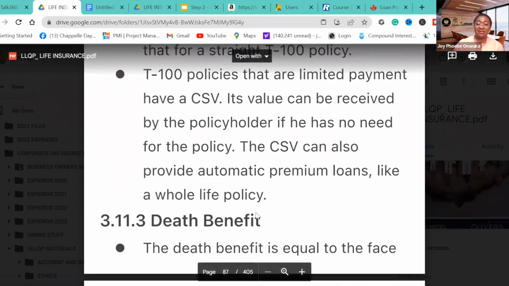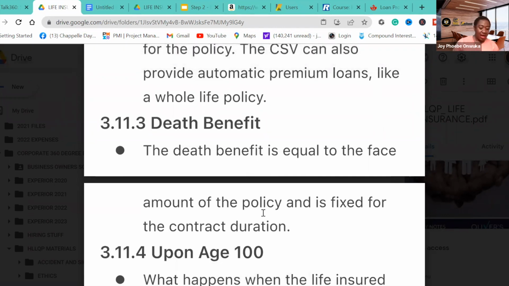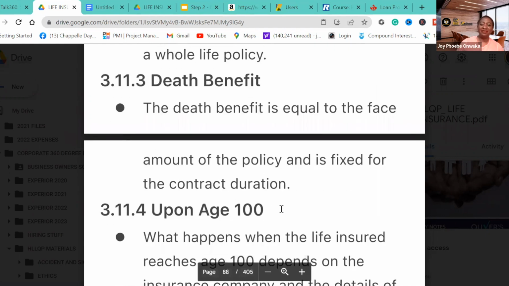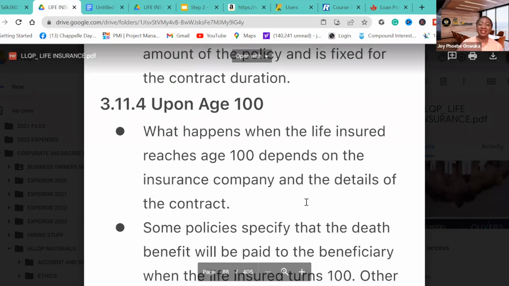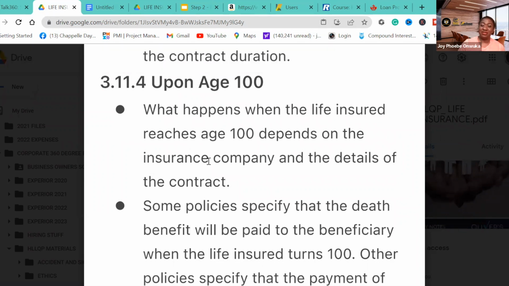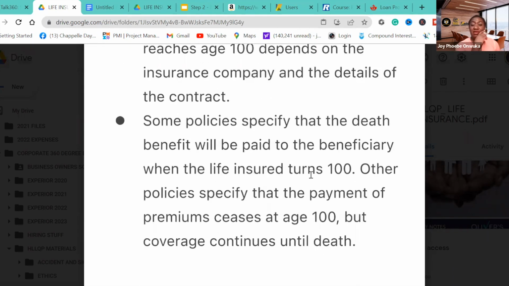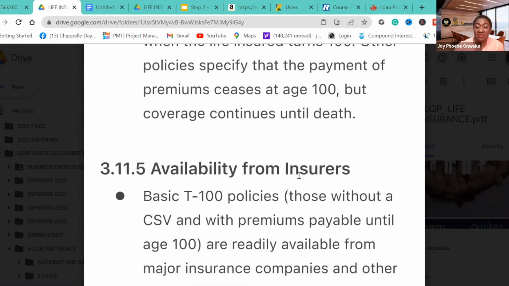Okay, death benefits. Death benefits of T100. The death benefit is equal to the face amount of the policy and is fixed for the contract duration. Okay? Upon age 100, what happens when the life insured reaches age 100 depends on the insurance company and the details of the contract. Some policies specify that the death benefit will be paid to the beneficiary when the life insured turns 100. Other policies specify that the payment of the premium ceases at age 100, but the coverage continues until death.